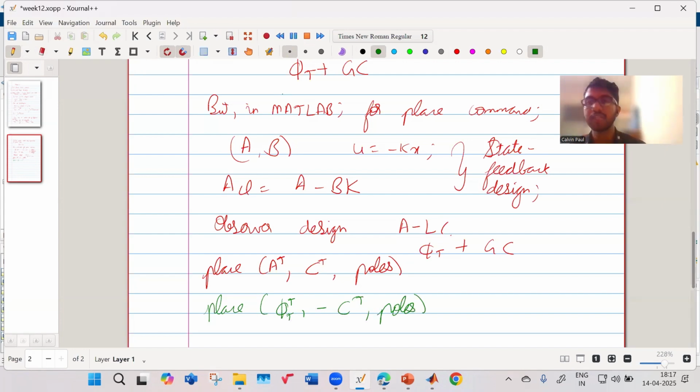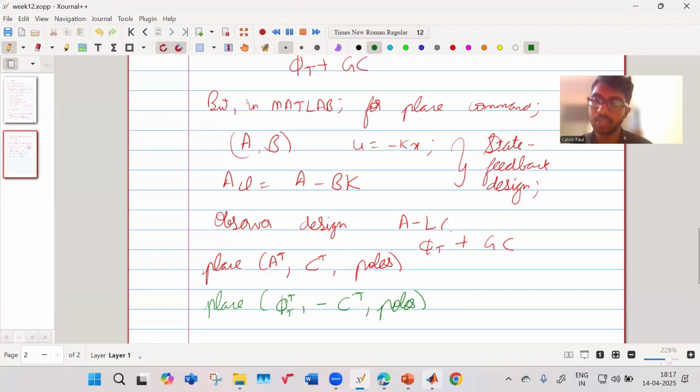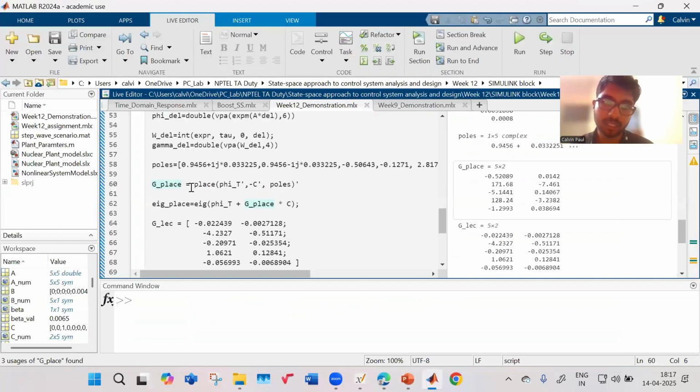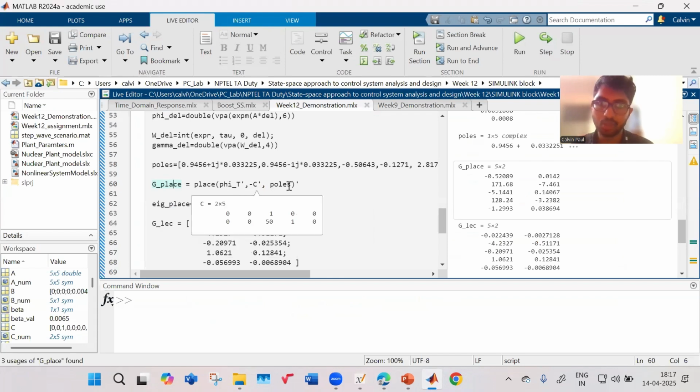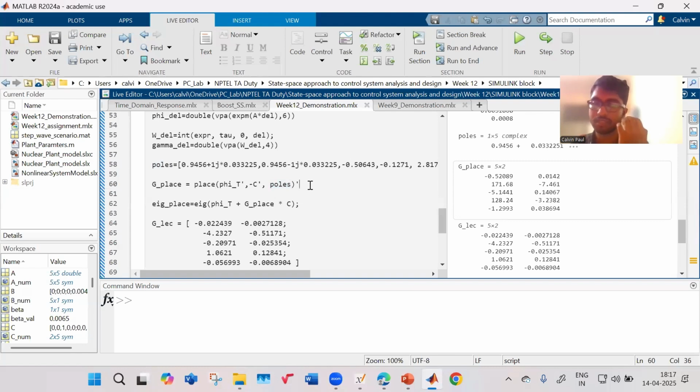So this is the slight variation which you have to consider when you're doing the design. I've incorporated that. So we get G_place as place of phi_t transpose, minus C transpose, and the pole locations we put. And this is the G_place we get. When you do this, G_place comes out to be minus 0.52089, 0.0142, 171.68, minus 7.461, etc. So these are the values of those gains.